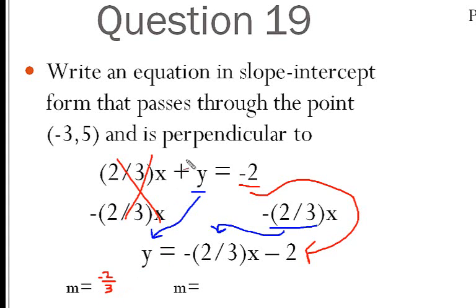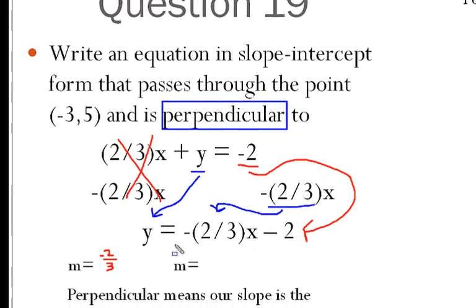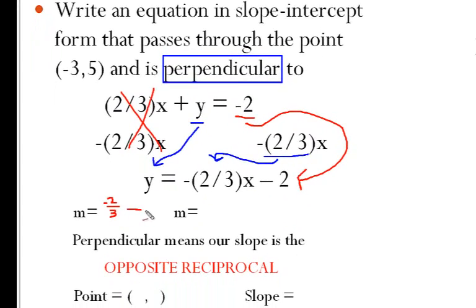But what we want is a slope that's perpendicular. So remember, when we're doing the perpendicular slope, we need to do the opposite reciprocal. So the opposite reciprocal of negative 2/3, we're going to take the opposite, so we're going to change it from negative to positive. Now the reciprocal means we flip it, so we do 3/2. Alright, now that we have our slope of positive 3/2, we have our point, which is negative 3, 5.